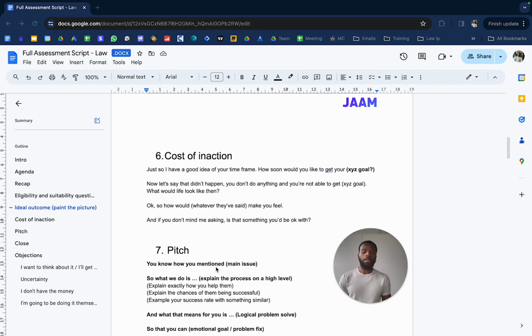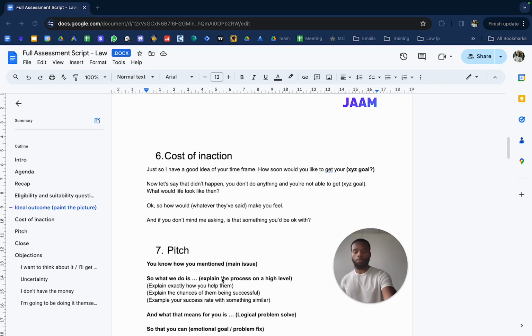Now we then say, obviously based on what they mentioned, so you want to describe: how would you doing XYZ, life looking like ABC, how would that make you feel? Again, we want to tie a feeling to it. And if you don't mind me asking, is that something that you'd be okay with? Obviously they'll tell you that 100% they wouldn't be okay with it. And then you go into the pitch.